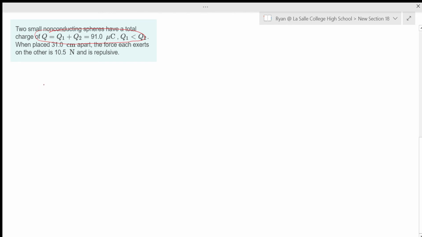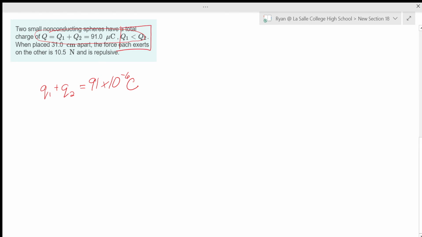And Q1 plus Q2 is equal to 91 microcoulombs, or 91 times 10 to the negative 6. This little fun fact can come in at the very end of this question.